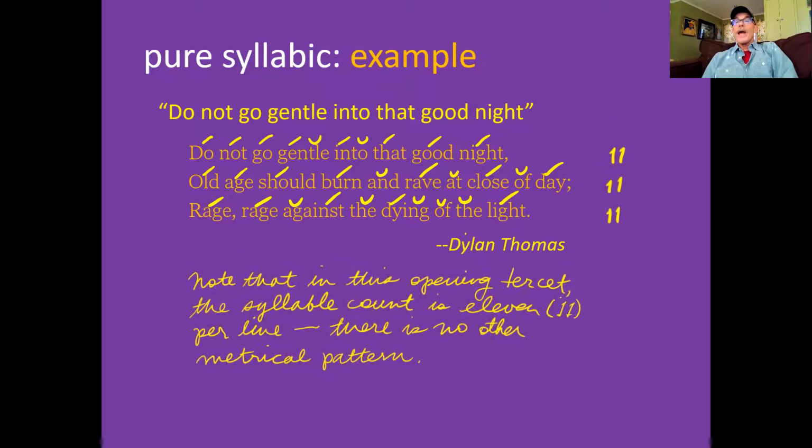All right, and notice here that this is an example then of pure syllabic poetry, because throughout the poem, Thomas is writing to an 11-beat line. Okay. All right, here we go. No other metrical pattern besides that. If you look at that, you can't say that, oh, gee, I noticed that there's a particular pattern of stressed and unstressed syllables. The only pattern really is the number of syllables total.